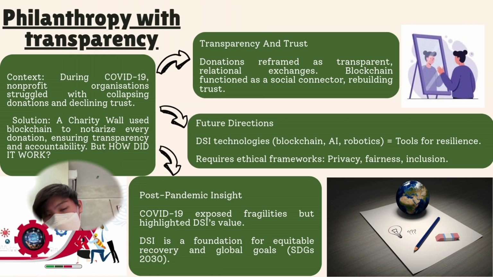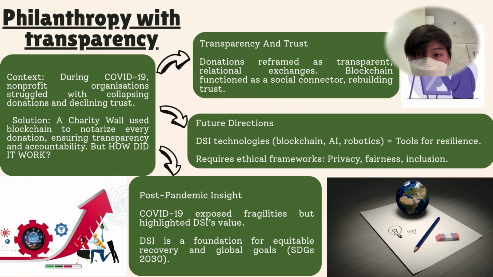I would like to talk about the reasons this worked, touching on the social aspect of digital social innovation. The first reason is transparency as trust. Donations were reframed as a transparent relational exchange, and blockchain acted as a social connector rebuilding trust.